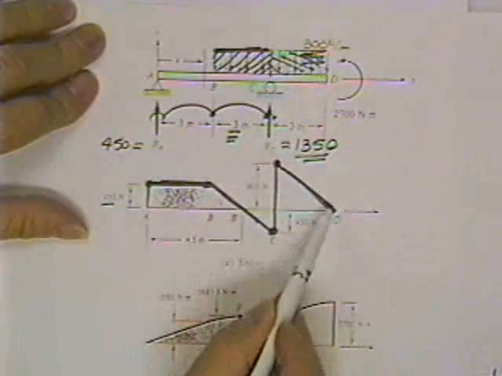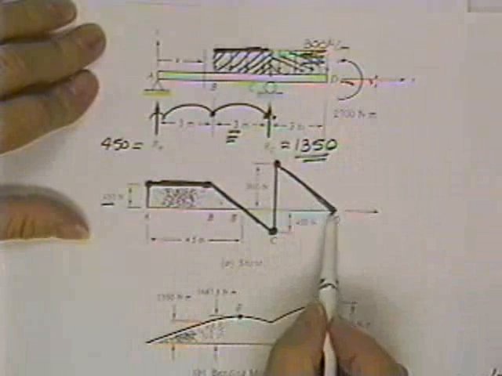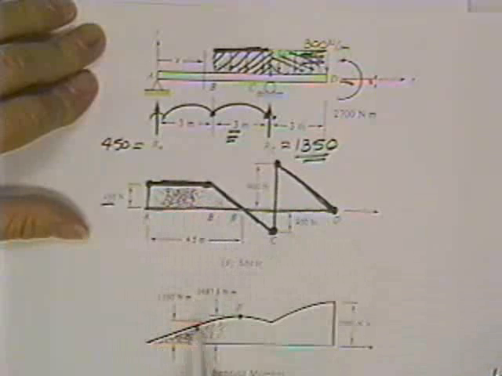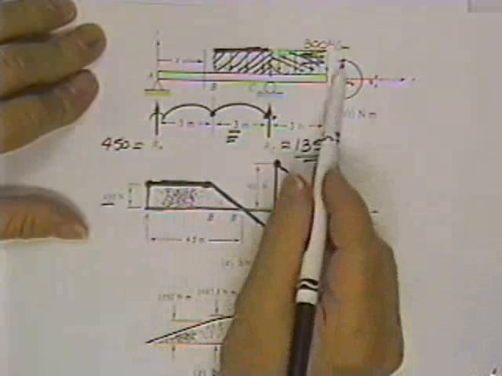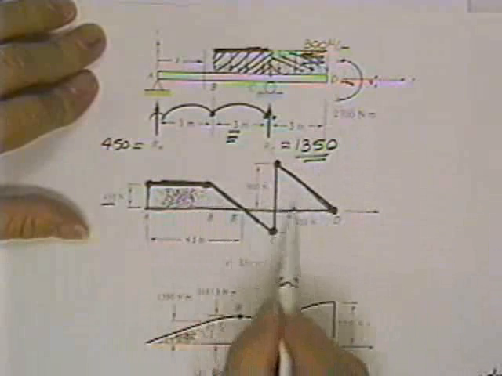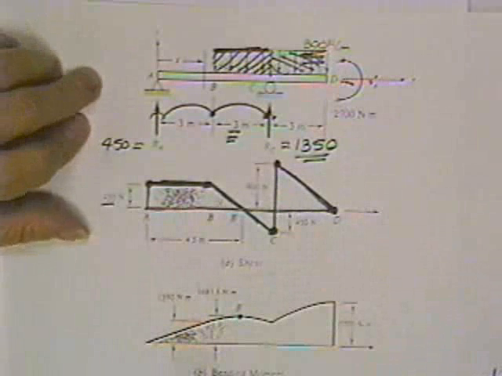That closes. You'll notice that even when you cross this concentrated moment, that does not change, it does not show up on the shear diagram. The reason is this is not a pointing up arrowhead, it's not a pointing down arrowhead. This thing here keeps track of only things that point up and down. Shear.